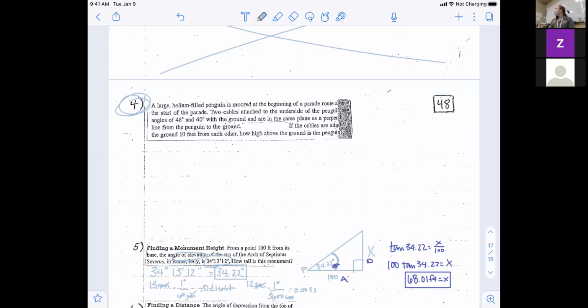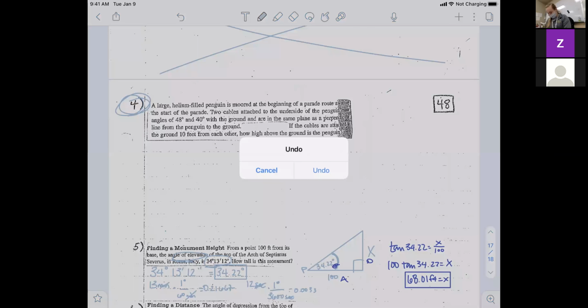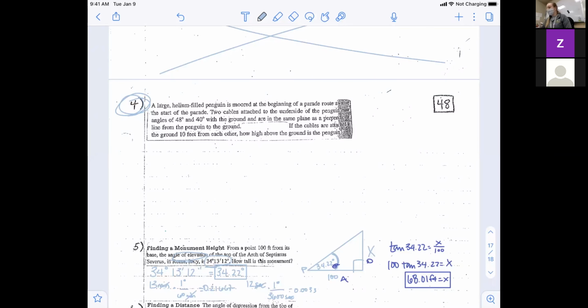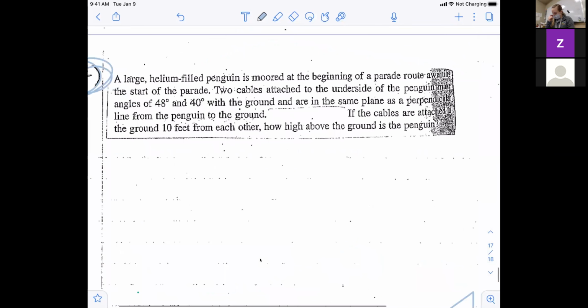The problem we're starting with, number 4, is on the very back page of your notes, 4.8. It's talking about this balloon penguin going in the Macy's Thanksgiving Day parade, and it's being cabled to the ground just so it doesn't fly away. It says 2 cables are attached to the underside of this penguin to make an angle of 48 and 40 degrees with the ground, and they're in the same plane as the perpendicular line from the penguin to the ground.